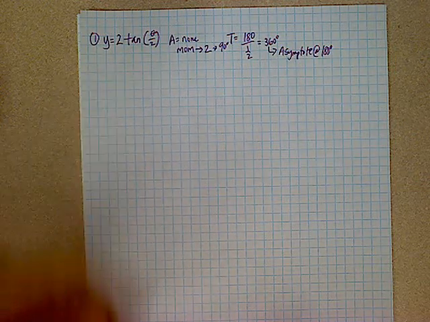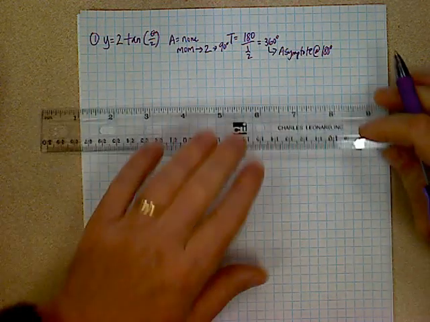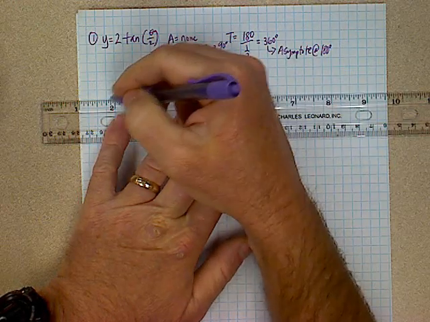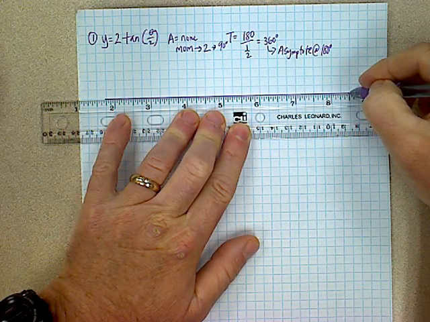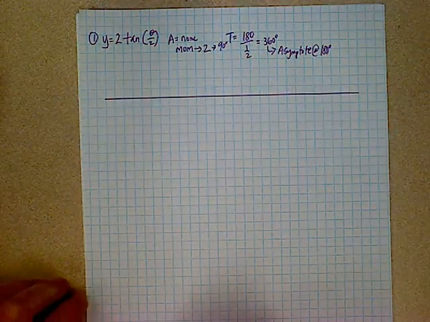There's no phase shift back here. If you were to set that equal to 0, it doesn't solve anything. So again, nothing to move over, so no phase shift there.